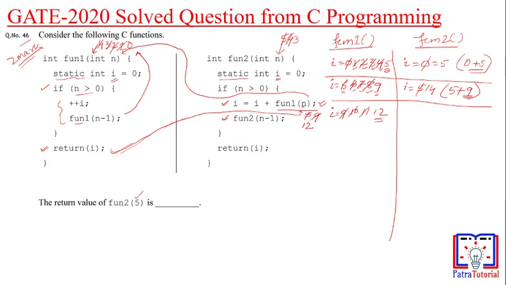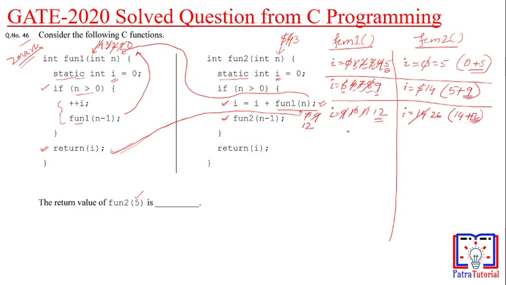Okay, and 12 plus I, the current value of I in function 2 is what? 14, right? So I equal to 14, and 14 plus 12 equal to what? It will be 14 plus 12 equal to 26. Okay, it will become 26. That is because of what? 14 plus 12. Okay, so this value 12 was returned by function 1.